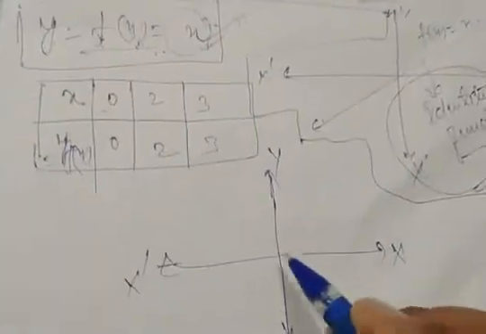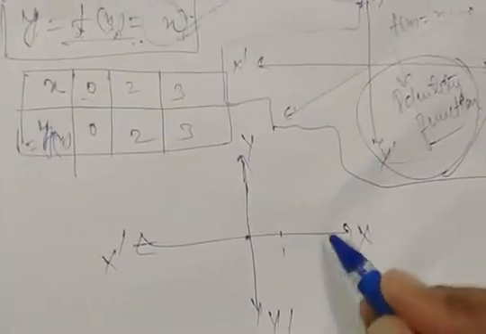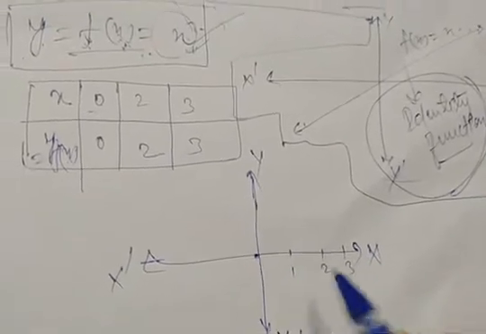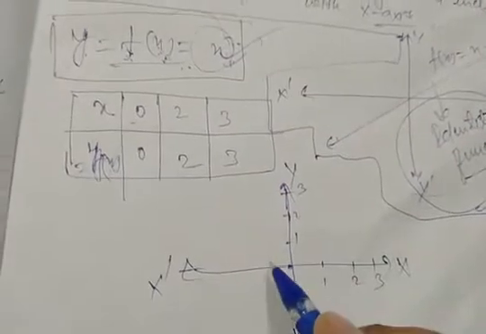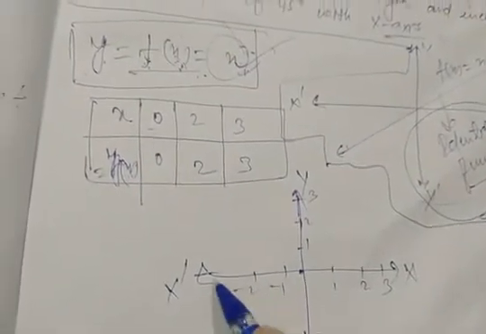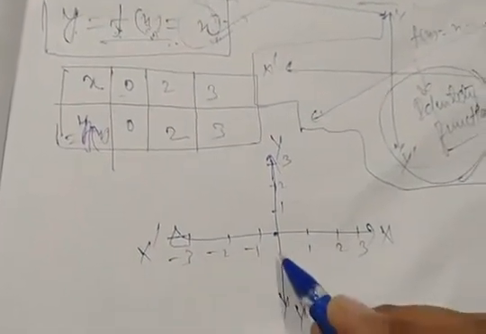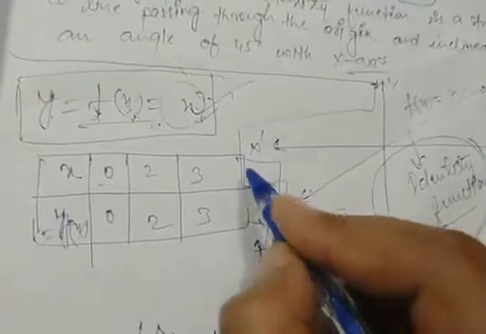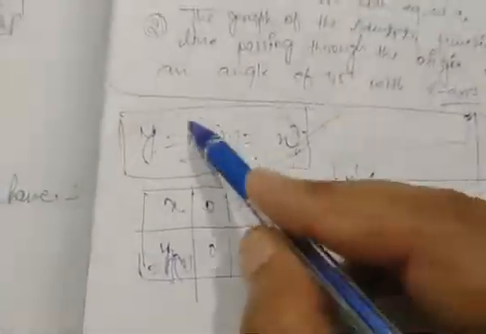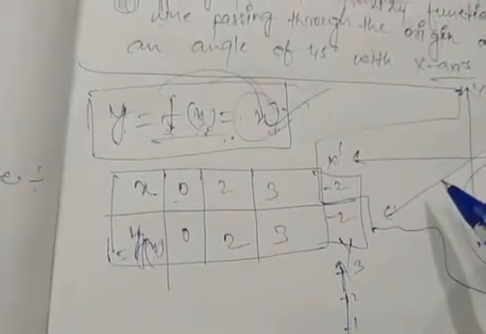So let's see, that is 0, 1, 2, 3, plus 1, plus 2, plus 3, and minus 1, minus 2, minus 3 on that side. Suppose one more, we put x = minus 2, then we get minus 2 here. So in this way, that is the identity function. If we put any value of x, then we have the same value as a result.